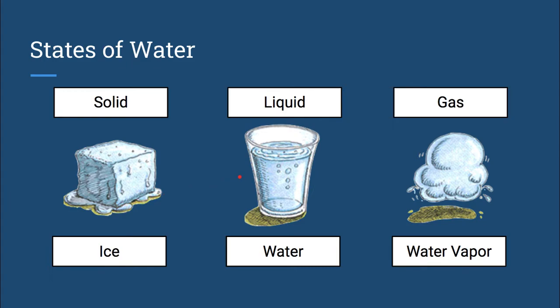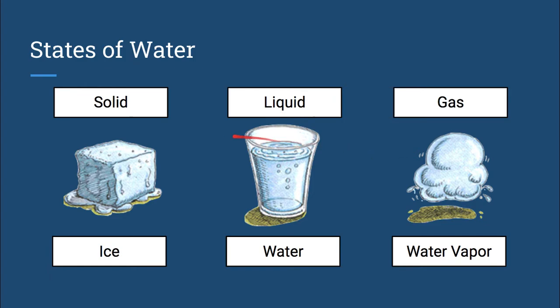Liquids have a defined volume. It means it doesn't change size, but they can change shape. I can pour water into different size cups, and the water will take the shape of that cup. Finally, gas. Gas is a state that can change volume and size. I can make gases larger or smaller, and they take up different amounts of room.